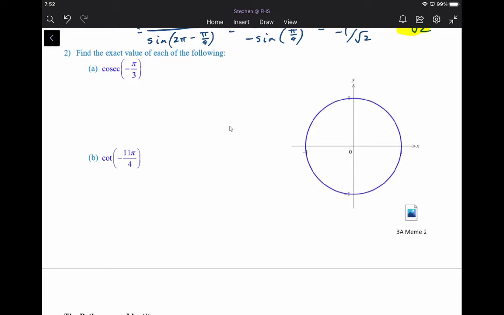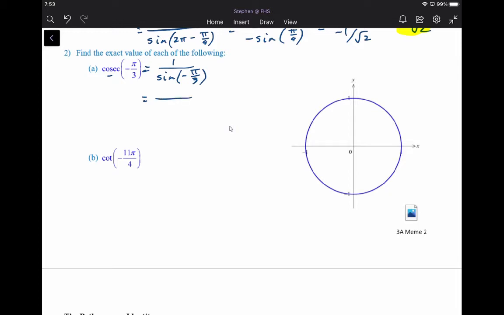Right, so now let's look at a couple of other ones that are slightly more challenging because of the presence of a negative on the angle. So first one, we've got a cosec, but this time it's cosec of negative pi on 3. So let's see how we can deal with this. So again, the first thing you want to be doing is converting it into sine. So cosec converts over to sine. So cosec of negative pi on 3 is simply 1 over sine of negative pi on 3.